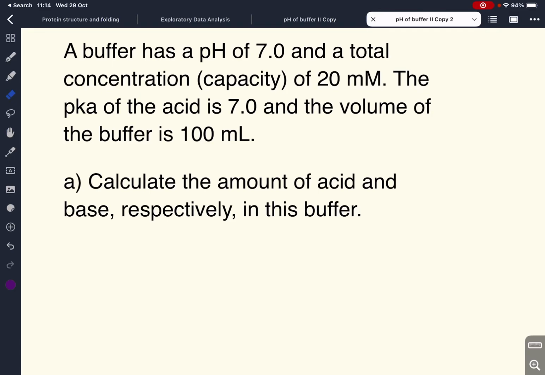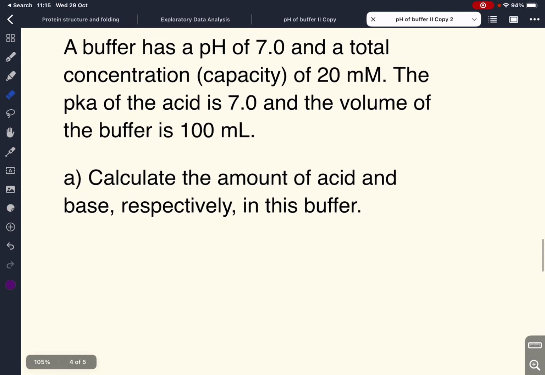Hello everybody, here is another buffer calculation where we have a buffer that has a pH of 7.0 and a total concentration and a capacity of say 20 millimolar. So it's not a very strong capacity, not a very high capacity buffer. And the pKa of this buffer is 7.0. We have a volume of 100 milliliter. And we want to calculate the amount of acid and base, respectively, that is in this buffer.